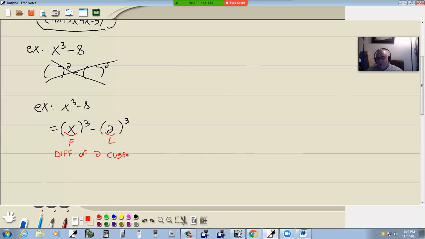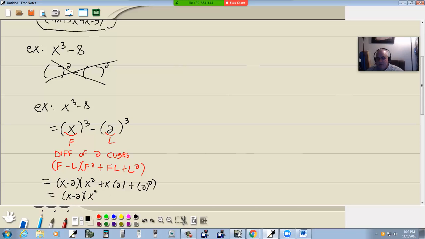Our formula for the difference of 2 cubes says F minus L times F squared plus FL plus L squared. Now everywhere there's an F, I'm going to plug in x, and everywhere there's an L, I'll plug in 2. So we're going to have x minus 2 times x squared plus x times 2 plus 2 squared, which gives us x minus 2 times x squared plus 2x plus 4. And that would be our answer.